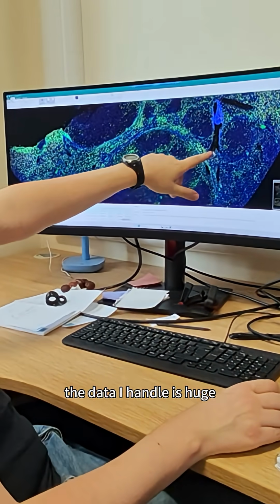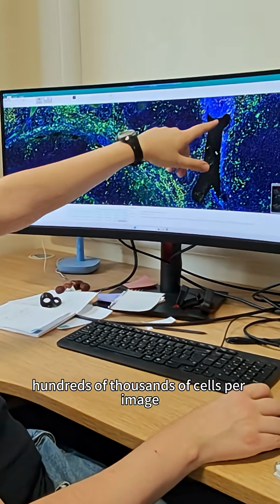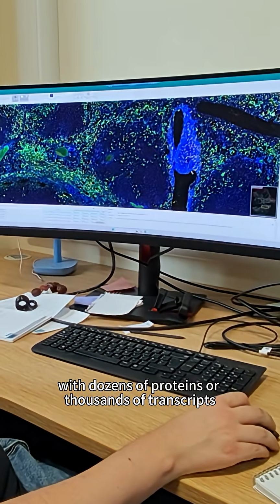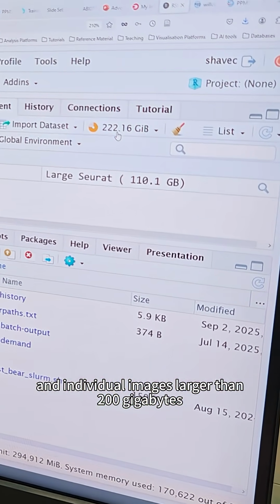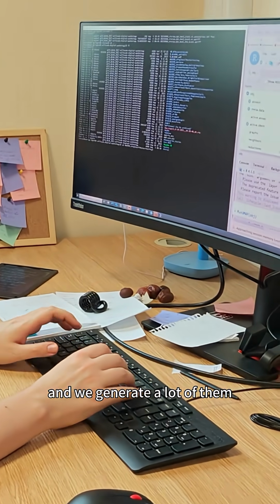The data I handle is huge. Hundreds of thousands of cells per image with dozens of proteins or thousands of transcripts can add up to datasets over 100 gigabytes, and individual images larger than 200 gigabytes, and we generate a lot of them.